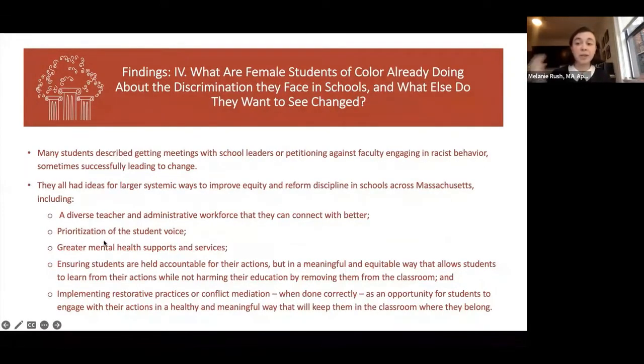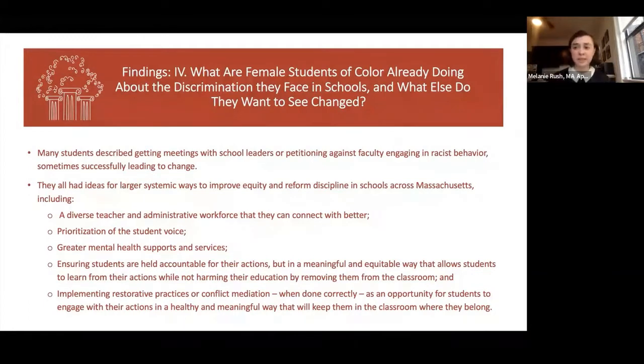We also directly asked the students, what are you doing when you see this type of discriminatory behavior, and how do you think we should fix it? Because truly they're the ones we need to be listening to. Many students talked about setting up meetings with school leaders and starting petitions to make changes, and sometimes that has been successful, sometimes it hasn't. While they want to do that work on their own, and we applauded them in the report and continue to encourage that, there's also systemic change that needs to occur, because this isn't on an individual level. We're really talking about school culture and school environment here.